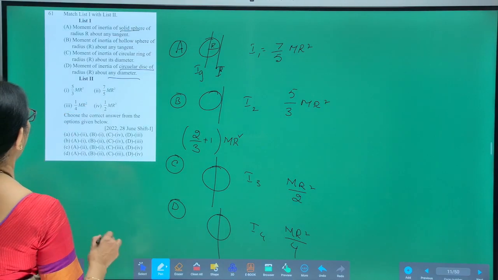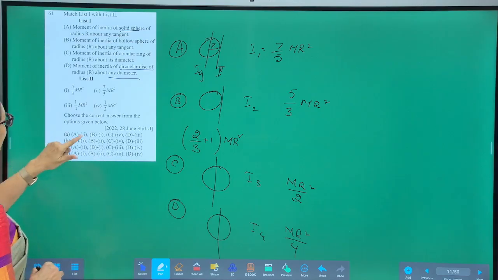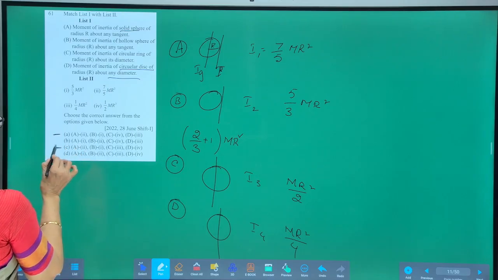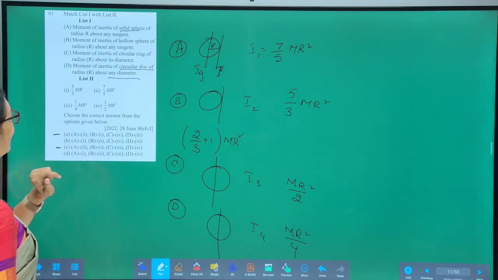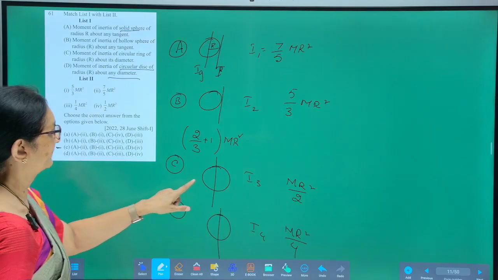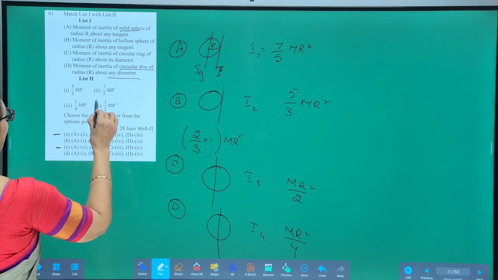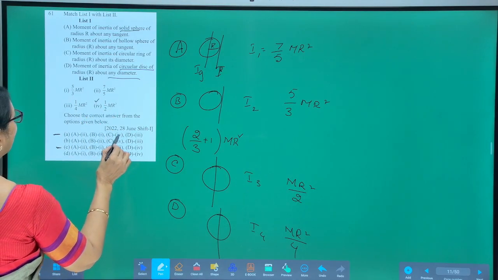So, 7 by 5 mr square for A. For B it is given as 1. For C let us check. C is mr square by 2. So, for C it has to be 4.